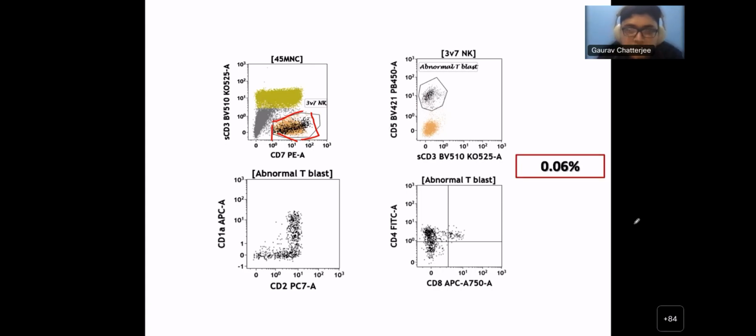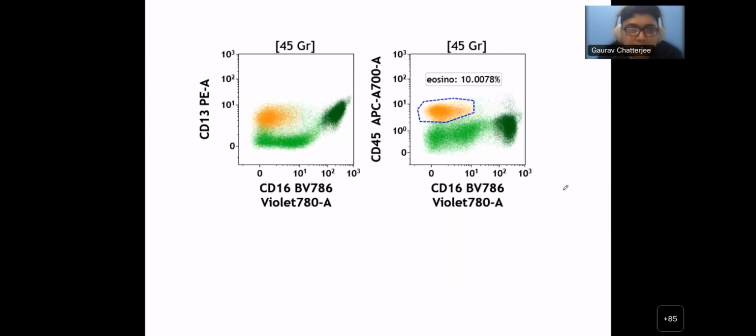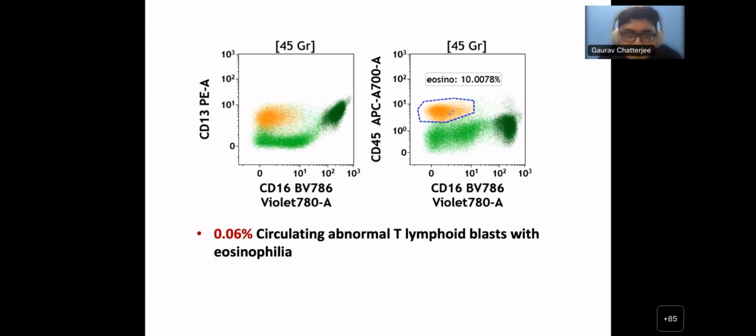And also this population was only 0.06%. So now we are thinking about what's happening in this case. We thought this was a case of eosinophilia. There were some lymph nodes as well. But here we are finding 0.06% abnormal T lymphoid blasts. What about those eosinophils? We looked at them with some markers. Let's not go into too much detail, but there were some eosinophils as well, almost around 10%. So the peripheral blood finding is 0.06% circulating abnormal T lymphoid blasts with eosinophilia.